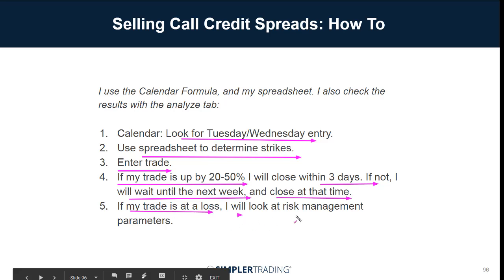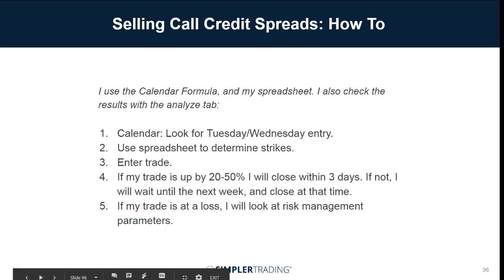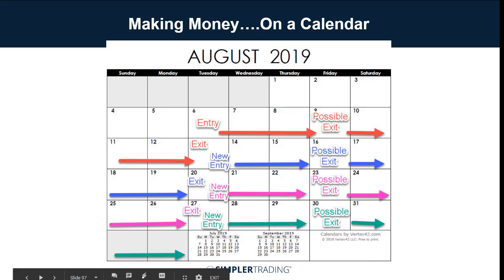If my trade is at a loss, I will look at risk management parameters. So what does that look like? Well, if you're getting in based on the calendar method, that would be entering on a Tuesday, trying to exit on the Friday, and definitely exiting by the next Tuesday. You're not waiting until the very end for all the theta to decay. Why? Because at the end, that's when it decays the fastest.